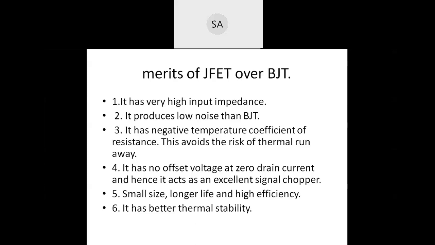In the FETs, there is no junction in the conduction path, therefore the noise is very low. Whereas in the BJT, there are two junctions in the conduction path, therefore the noise level is very high. So the characteristics of the FET are described by the transconductance, whereas in the BJT they are described by the current gain.